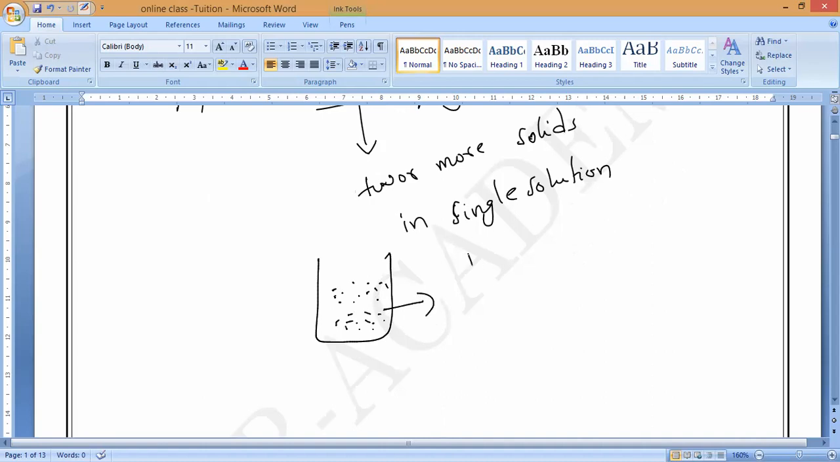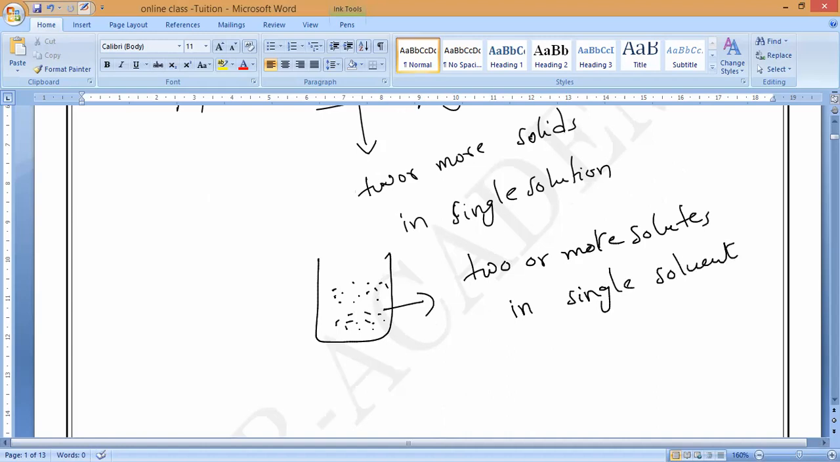So if you take two or more solutes in a single solvent, the dissolution rate will be different. Is it yes or no, guys? The solubility is different. That is what you have to remember. Based upon this, the separation takes place with the help of chromatography. So chromatography is based on what?